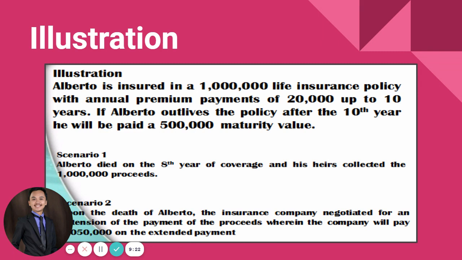So in this case, that 50,000 will be considered as if it is an interest. So again, since it is an interest, any interest derived from proceeds of that insurance will be considered as part of your taxable income. So therefore, again, the entire 1 million will be exempted but the interest of 50,000 due to extended payment of the proceeds will be considered as a component of your total gross income.